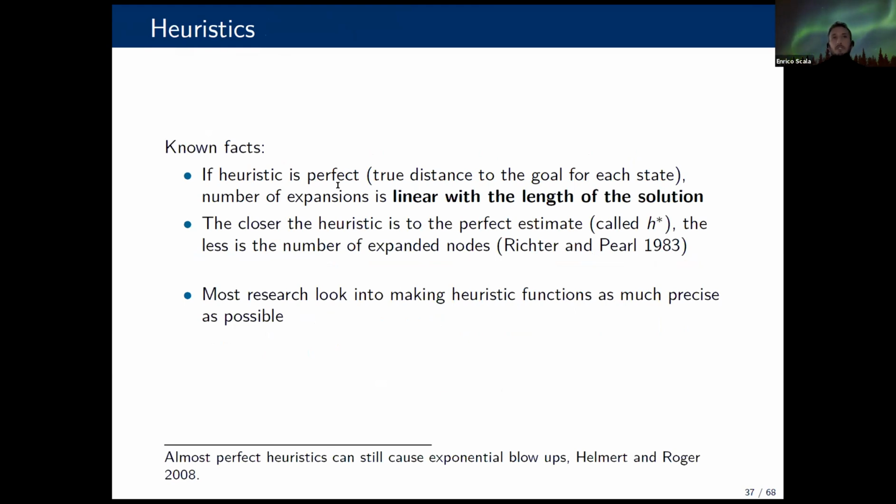The number of expansions, so the number of times that you're going to expand a new node from the priority queue, is linear with the length of the solution. It is known that the closer the heuristic is to the perfect estimate, also called H star, the smaller the number of expanded nodes. So most of the research in planning and in numeric planning adopts the forward state space search schema and looks into making heuristic functions as precise as possible.